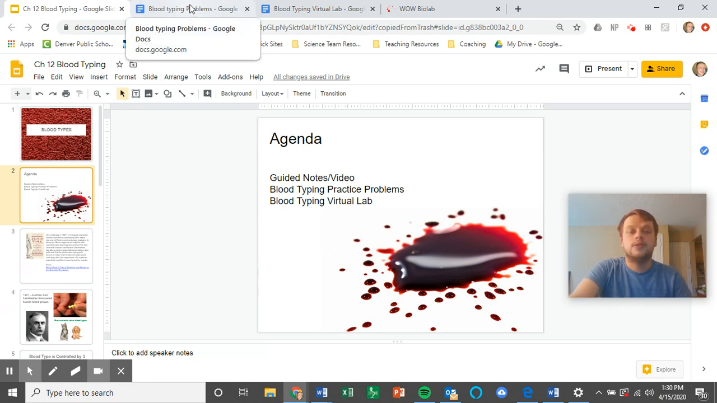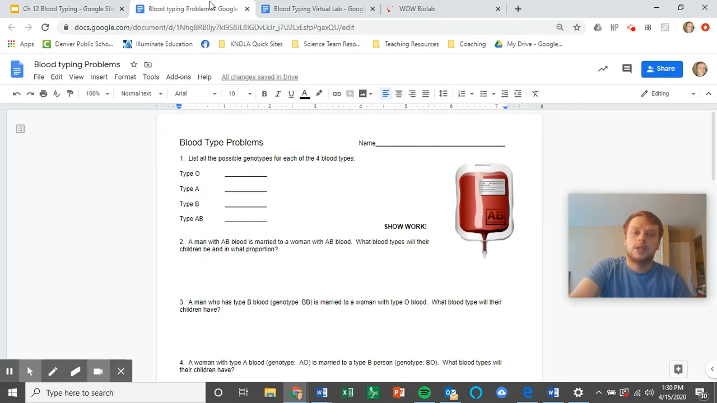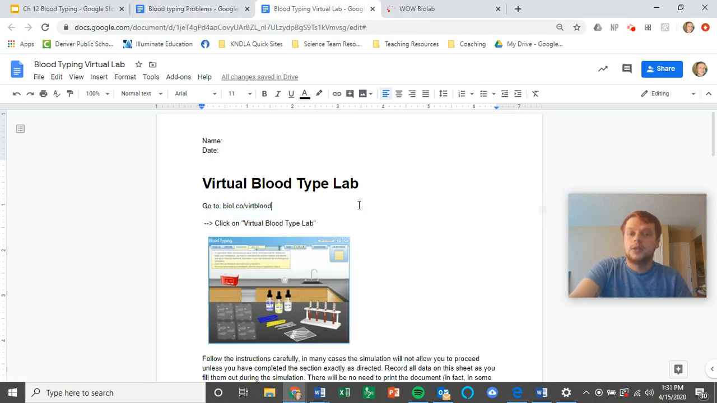So before we get too far into things, let's go ahead and look at the documents you'll need. All of these will be linked on Google Classroom, and you can just open up those documents. When you do, it will make a copy for you automatically, and then you can type directly into that. So our first one is our blood typing practice problems. Towards the end of the video, I'm actually going to do numbers 1 and 2 with you so you know what you're doing.